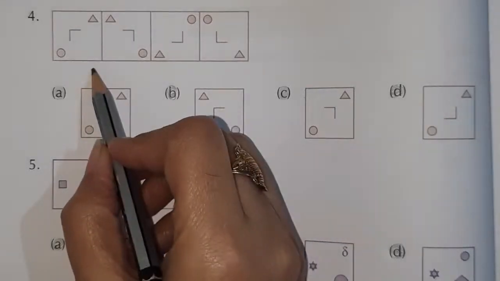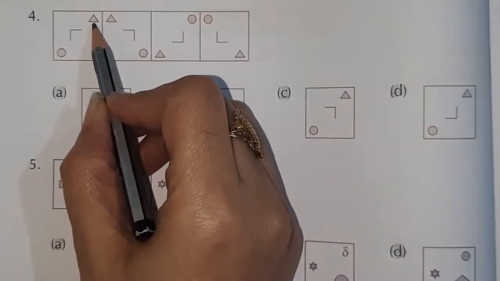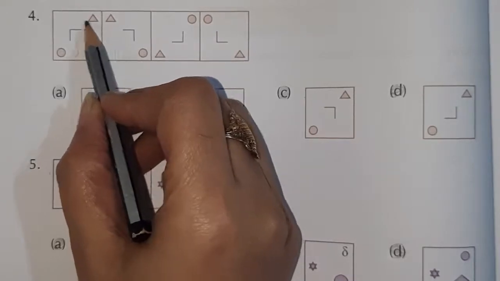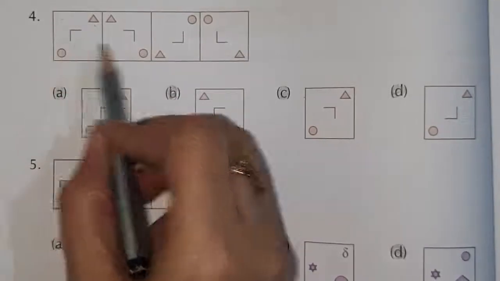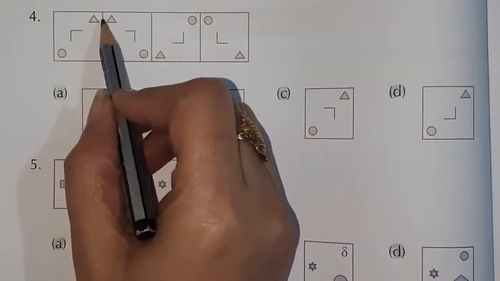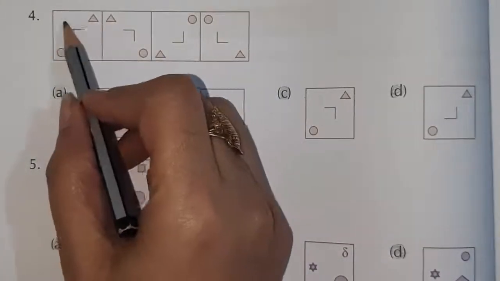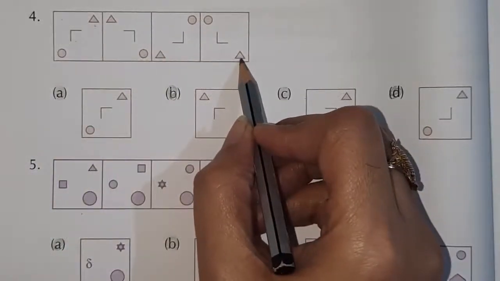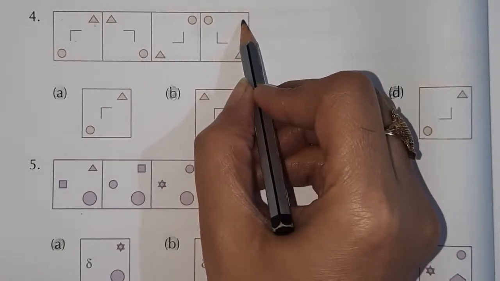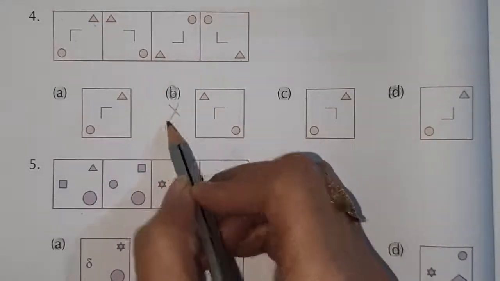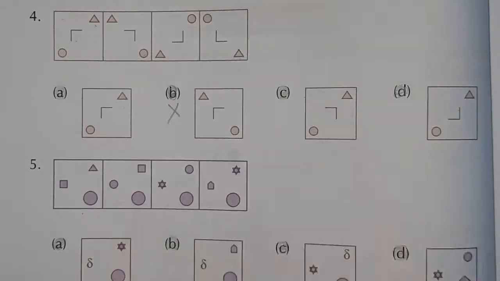Now question number 4. In the first figure, the triangle is to the right side, upper corner. Then it is shifted. Next step it is shifted. So in each figure it is shifted from right to left on the corners. Now the position is here. Now it will shift to the top right side corner. It is in the first figure, third and fourth. Second is wrong. Right?